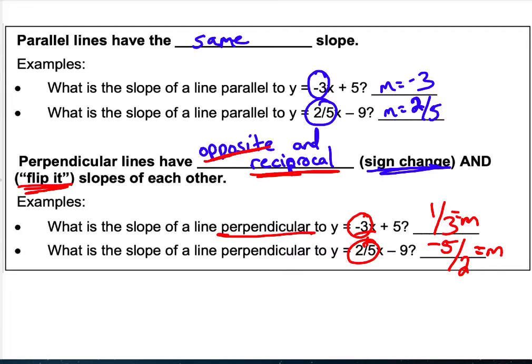So parallel is going to have the exact same slope, just a different y-intercept. If it's perpendicular, we're going to switch the sign and flip the slope. We're going to flip the fraction to find the new slope for that perpendicular line.